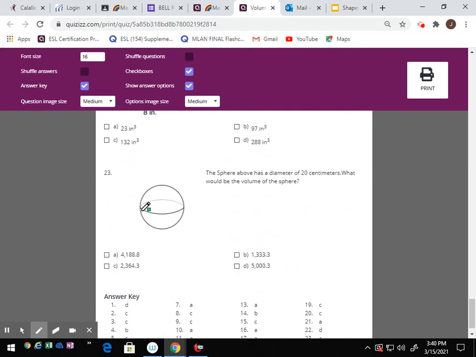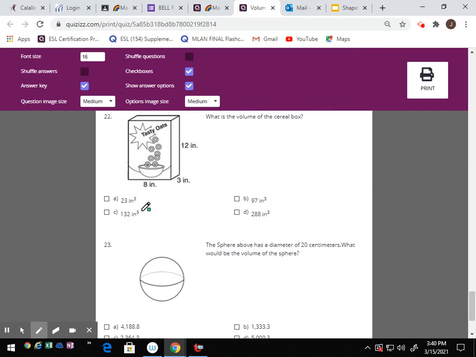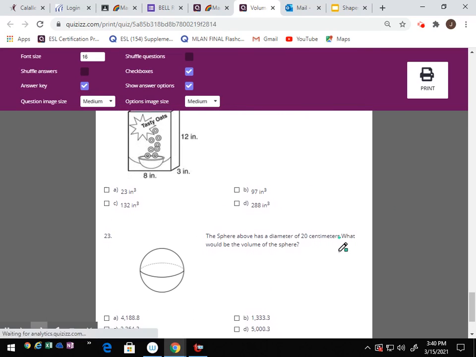All right? And question number 23. Number 23. The sphere above has a diameter of 20 centimeters. What would be the volume of the sphere? Okay? So if we know the diameter from side to side of the sphere is 20 centimeters, we know half of our diameter is our radius. So our radius is equal to 10.